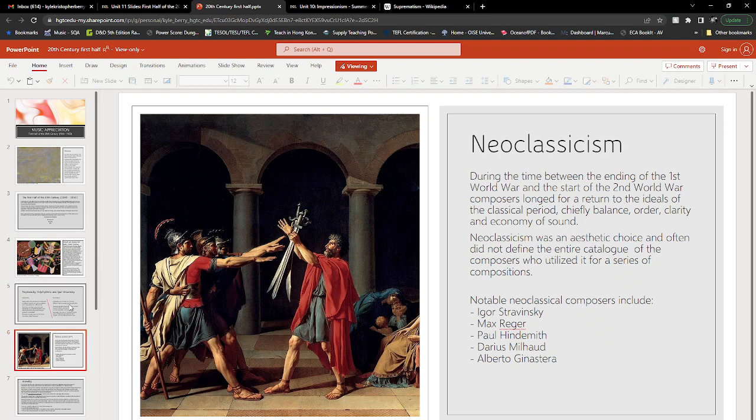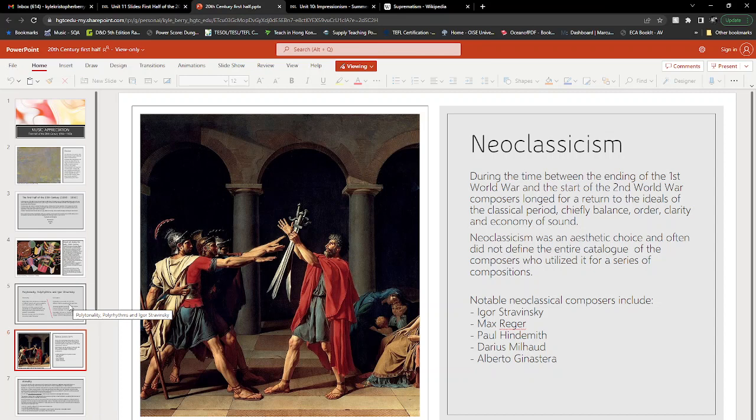Another interesting example during this time, at the beginning of the 20th century, is neoclassicism. During the time between the ending of the First World War and the start of the Second World War, composers longed for a return to the ideas of the classical period. Balance, order, clarity, economy of sound. Previous groups of composers, the Impressionists and the Romantics, had chromatic saturation, and some composers said, we want to go beyond that. We want to have the most chromatically saturated music possible.